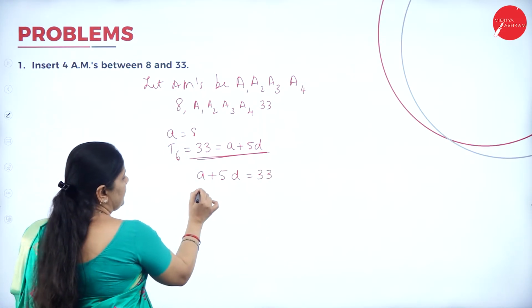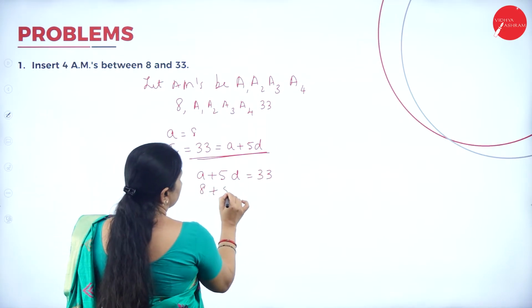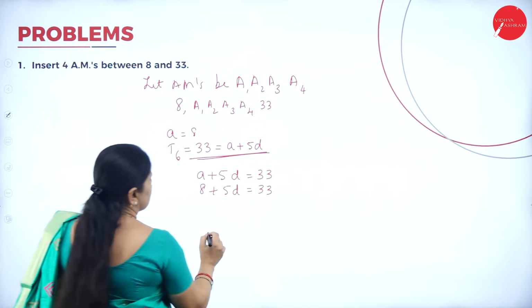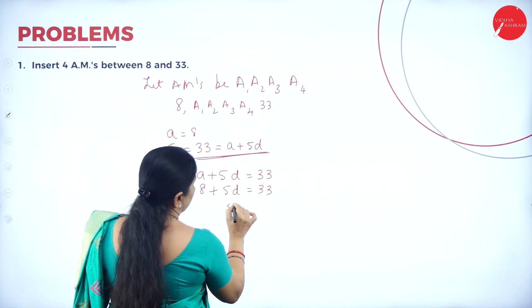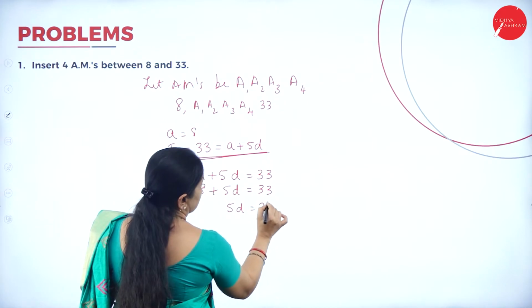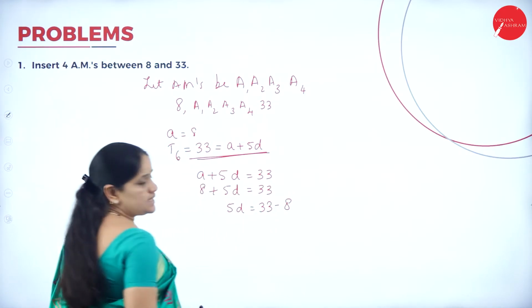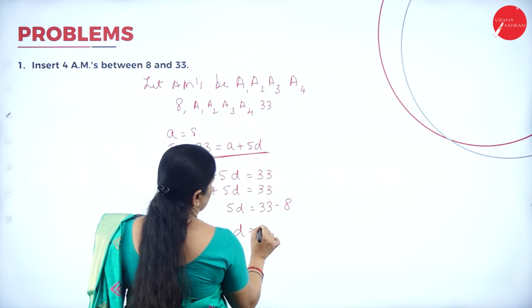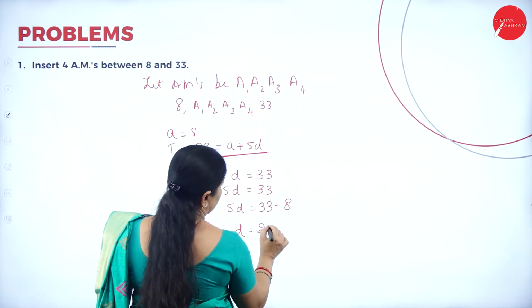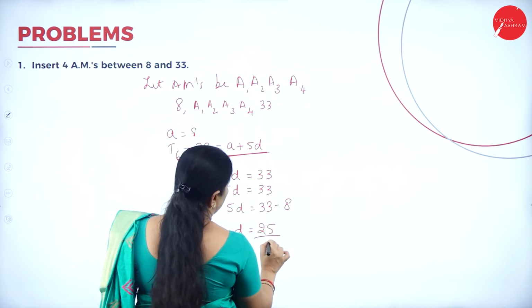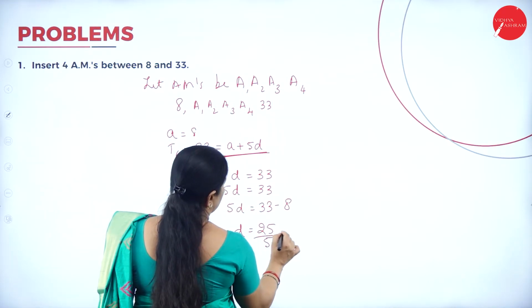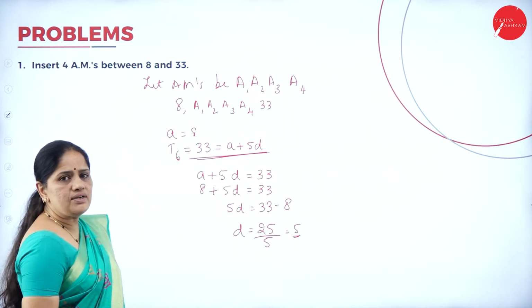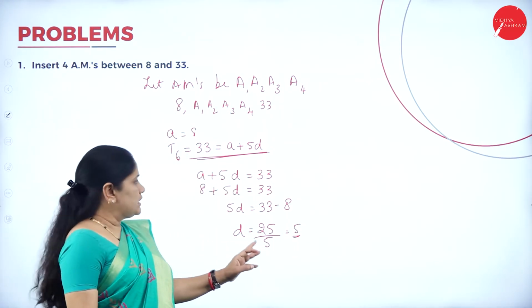Now instead of A, I write 8. 8 plus 5D equals 33. So 5D equals 33 minus 8. So D will be equal to 25 by 5, that is equal to 5. So D equals 5. We have found the value of D.